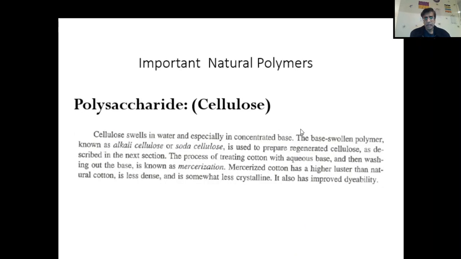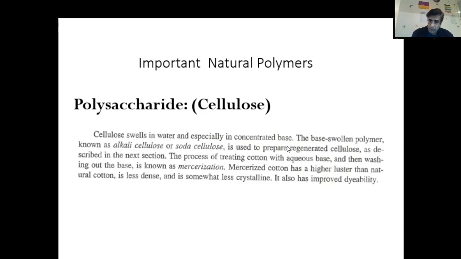Okay, so here the cellulose swells in water if you put it in water or in base. The base-swollen polymer is known as alkali cellulose. So you have cellulose and you put it into sodium hydroxide or potassium hydroxide, then the cellulose after the swelling is called alkali cellulose or soda cellulose. We leave it for a certain period of time and then wash it out.